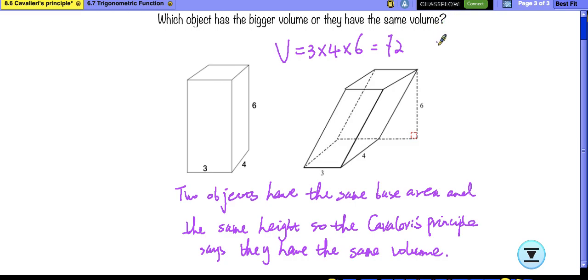One more thing I want to remind you: the height we are talking about for this one is the vertical distance from the top to the bottom side. It's not this side.